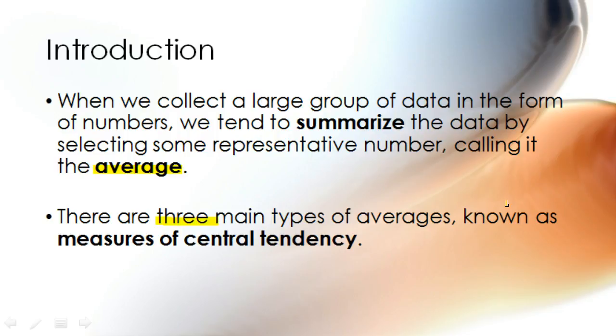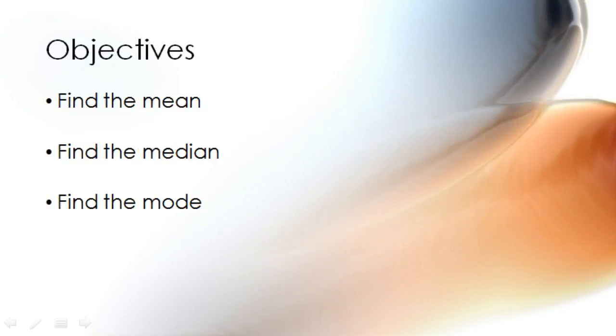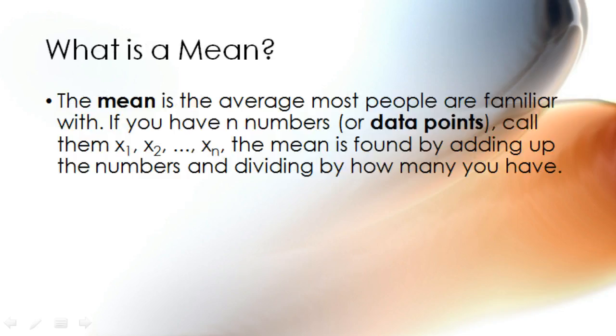There are three main types of averages, collectively known as measures of central tendency. The three averages are mean, median, and mode. In this video, we'll discuss the mean. The mean is the average you're probably most familiar with. The mean is found by adding up all of your data points and dividing by how many there are.